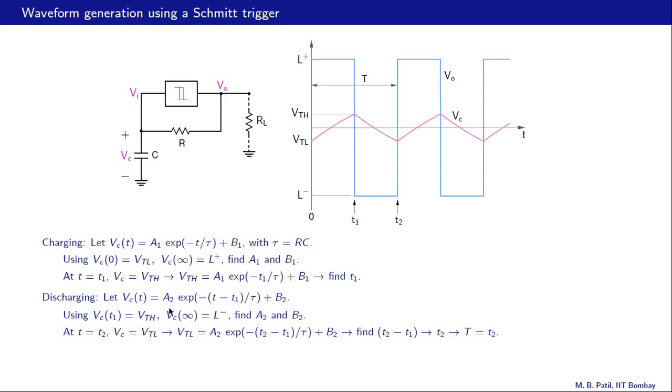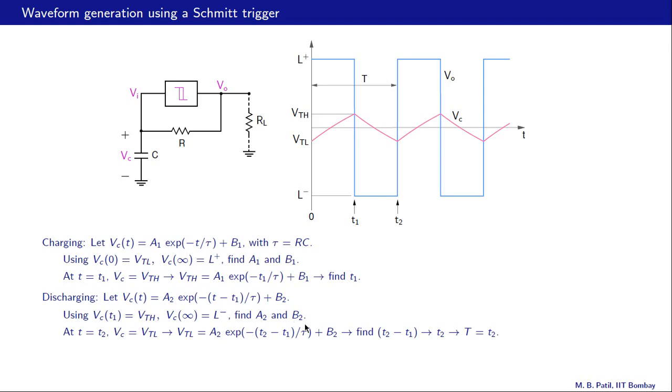Now to find A2 and B2, we need two conditions on VC(t). What are those two conditions? One, at t equal to T1, VC is VTH. What about the second condition? As t tends to infinity, VC would have reached L minus. So that is the second condition. So using these two conditions we can find A2 and B2.